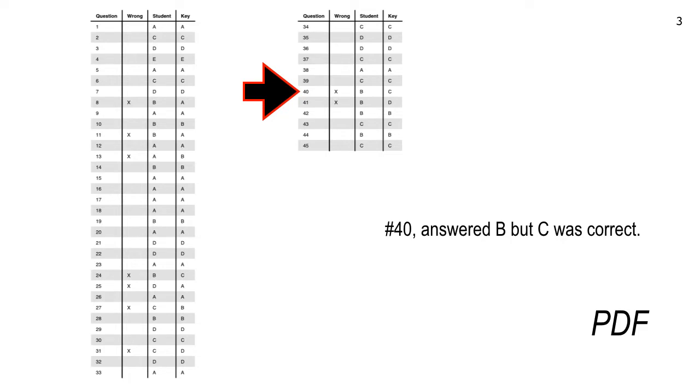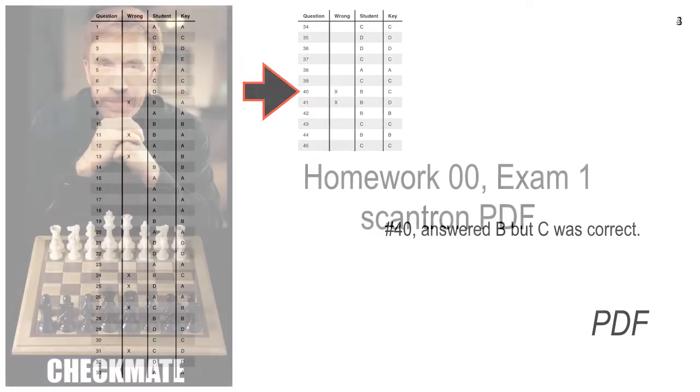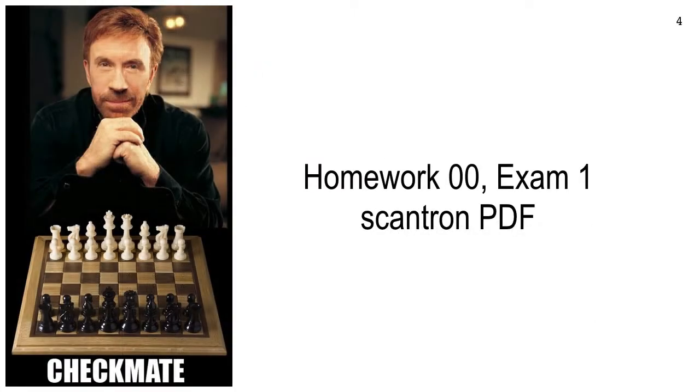Now, to implement that strategy, I've set up a homework with one question. Do you want your exam one Scantron results PDF? Yes or no? It's homework 00, exam one Scantron PDF. It's basically one question: do you want it? Yes. Or do you not want it? No. And the way it works is it's not part of your semester grade. It's just my way of efficiently gathering the names of people that want their Scantron PDF.